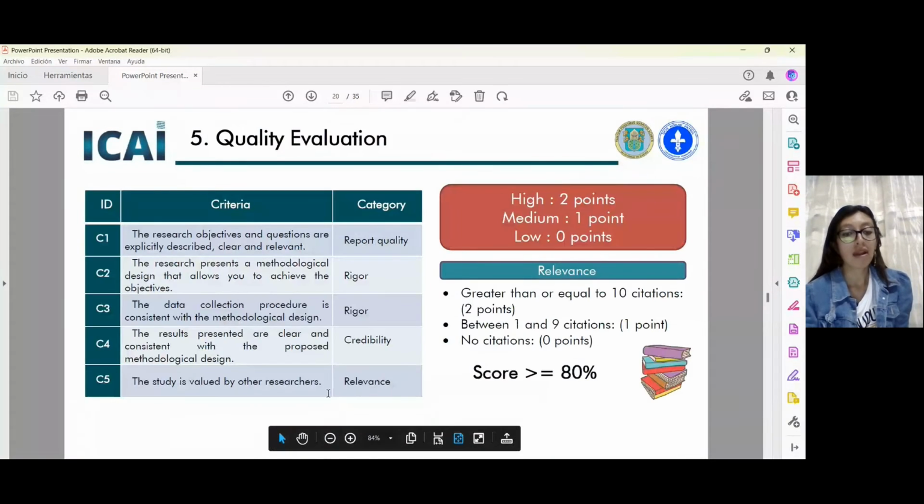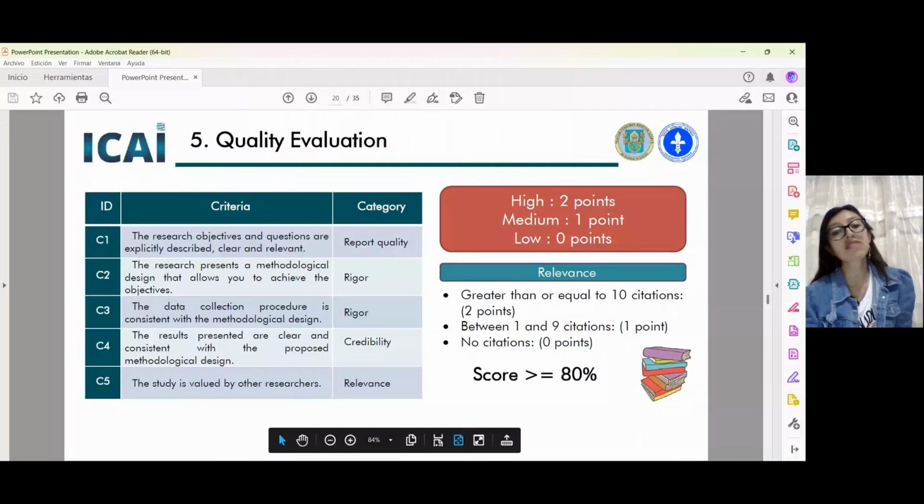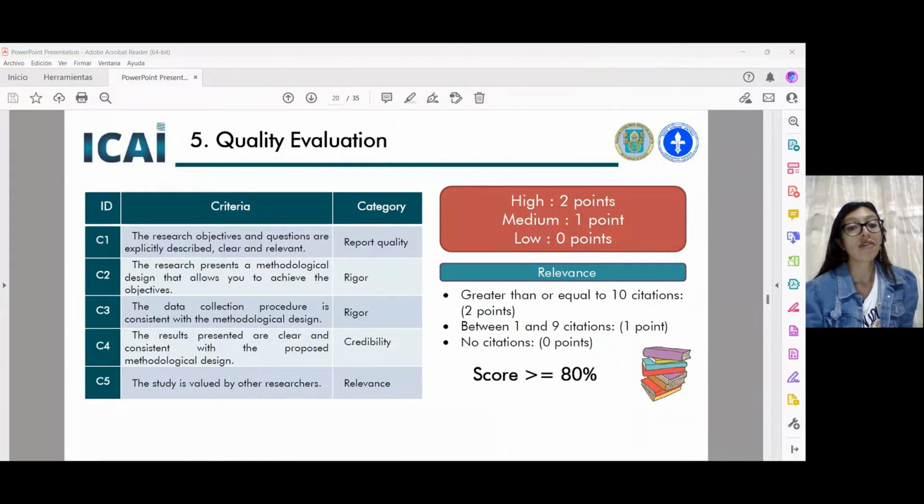Okay, quality evaluation. In this phase, we consider a set of criteria shown in this table. For quality evaluation in the selected papers, the criteria were report quality, rigor, credibility, and relevance. To evaluate the quality of the articles, a scale was established as follows: high 2 points, medium 1 point, and low 0 points. The relevance criterion was related to the evaluation given by all the research to the study.